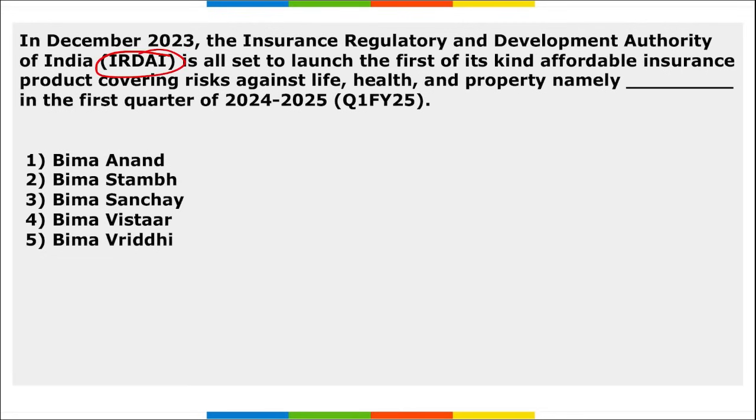Next, in December, IRDAI is set to launch the first of its kind affordable insurance product covering risk against life, health, and property, in the first quarter of 24-25. So, which is that? It is Bima. Which is that Bima? Bima Vistar. Right? So, IRDAI is set to launch the first of its kind affordable insurance product that will cover risk against life, health, and property, and it is known as Bima Vistar. Correct? Take a note of this.